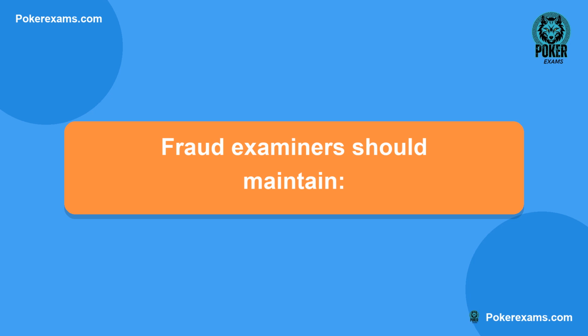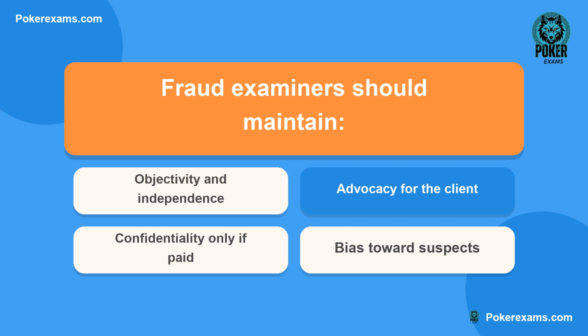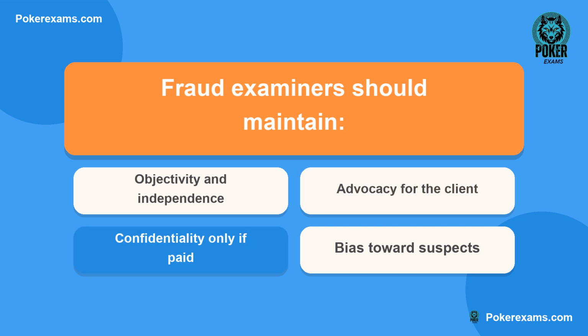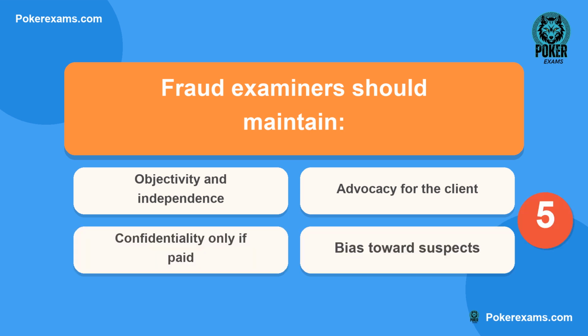Fraud examiners should maintain. Is it A, objectivity and independence? Or B, advocacy for the client? Could it be C, confidentiality only if paid? Or lastly D, bias toward suspects?